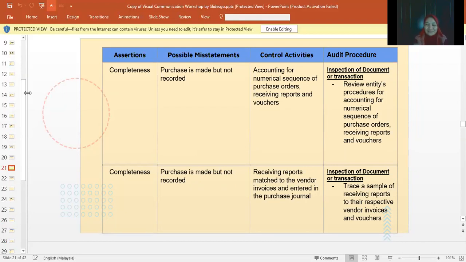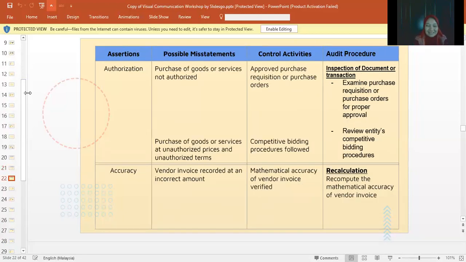Okay, we move to the next assertion, which is authorization. For authorization, there are two possible misstatements, of which the first one is purchase of goods or services not authorized. The control activity is to approve purchase requisitions or purchase orders. The audit procedure for this point is inspection of documents or transactions, in which management will examine purchase requisitions or purchase orders for proper approval.